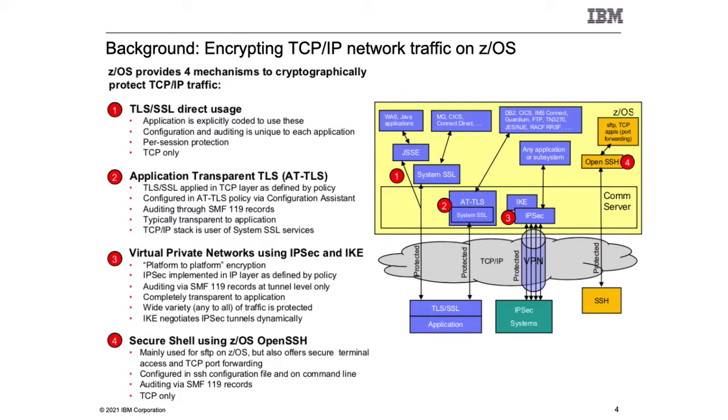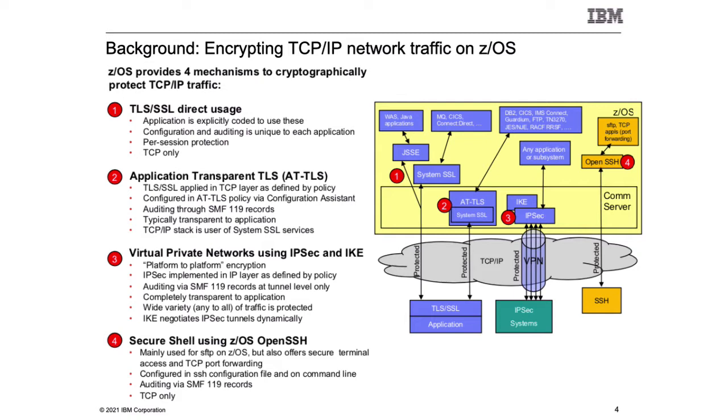Now, as we look at this chart with these four different paths, we might ask ourselves, which of these paths are typically in use in your shop, or in the typical customer shop for that matter? Well, the answer is probably more than one of them, and in some cases maybe all four of them. If you have Java applications, you're probably using path number 1 with JSSE. Hopefully many of you are using AT-TLS for many of your TLS protected applications, so that's path number 2.